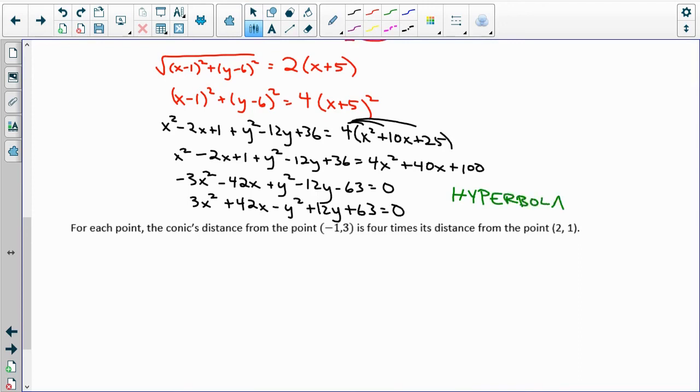Notice that there's an x squared and a y squared in this problem, and those things have different signs.